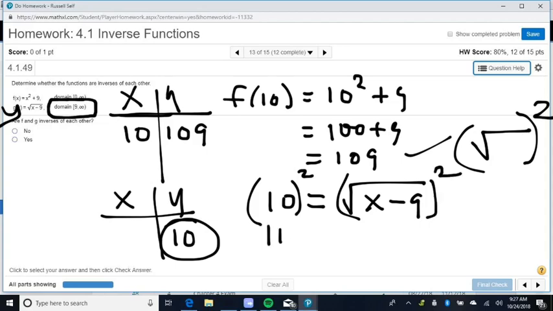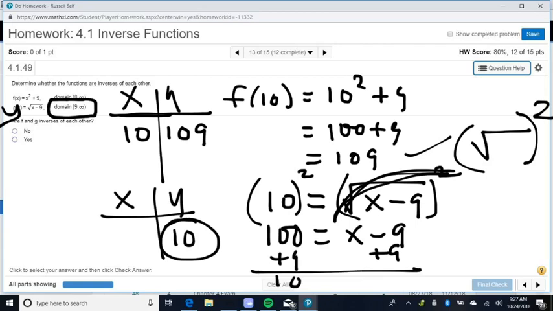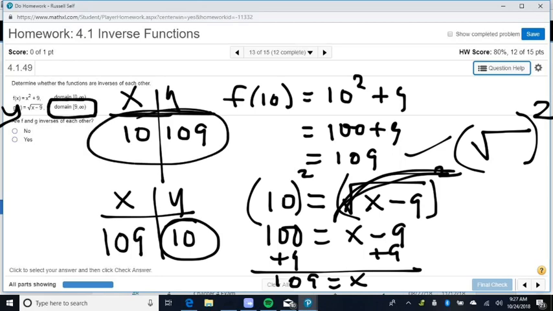So 10 squared is 100. The square and the square root will simply eliminate each other, which gives you x minus 9. Now it's just a simple linear equation. We need to get that x by itself by adding 9 to both sides, which gives us 109 equals x. So our x value is 109. Are these indeed inverses? Yeah, you got the same thing but reversed. So they are indeed inverses.